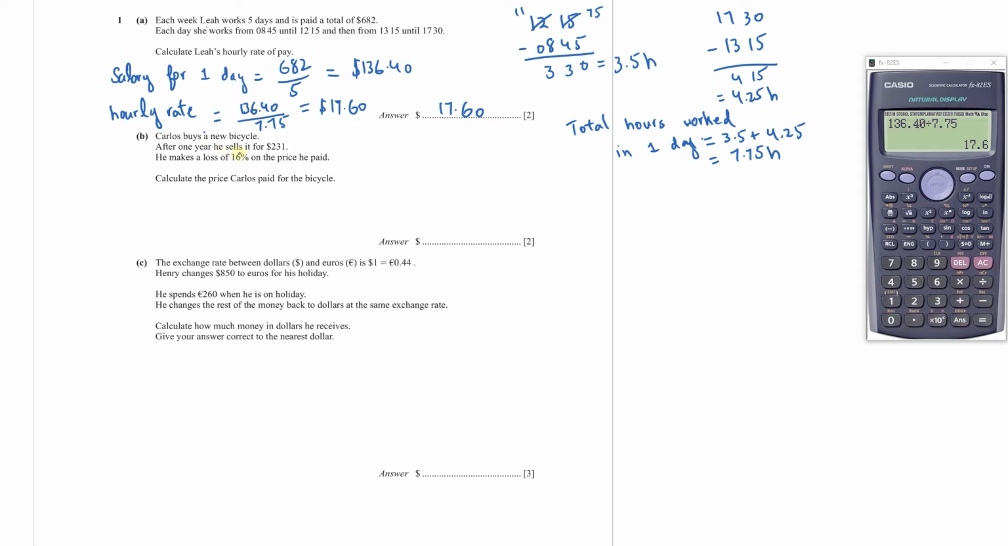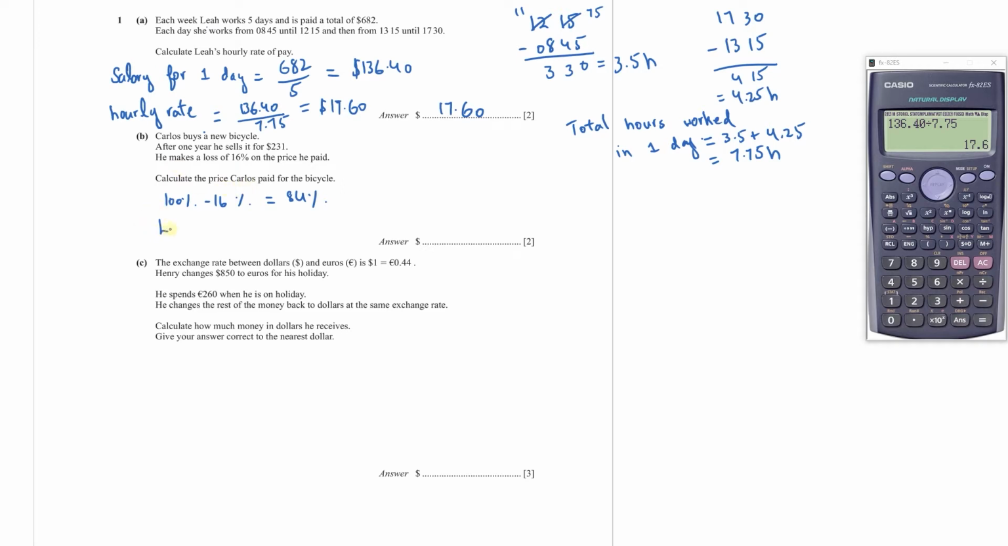Part B is Carlos buys a new bicycle. After 1 year, he sells it for $231. He makes a loss of 16% on the price he paid. So that means if I subtract 16% from 100%, that will give me 84%. So this selling price is 84% of the price Carlos paid for the bicycle, because this is 16% lower. So this $231 is 16% less than the price he paid.